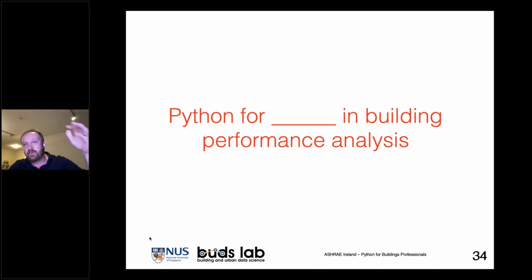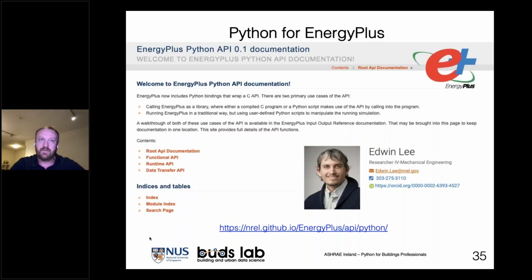So Python for building performance analysis. Python for EnergyPlus, for example. There is a brand new Python API for the EnergyPlus engine that allows you to run and manipulate the way EnergyPlus runs. You can pre and post process EnergyPlus input and output data. And I put a photo here of Edwin Lee, the researcher at the National Renewable Energy Lab, who I just had a call with about a month ago, who showed me all kinds of really fun examples of using this Python API. You're basically using Python programming to interact with the way EnergyPlus runs.